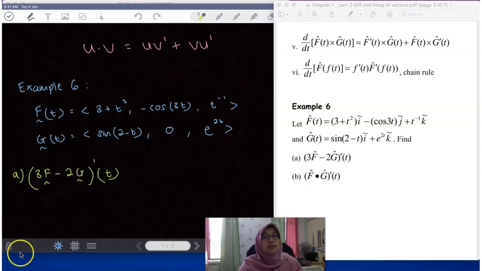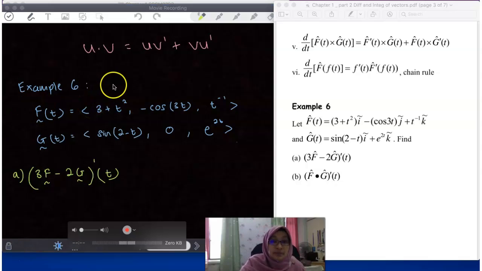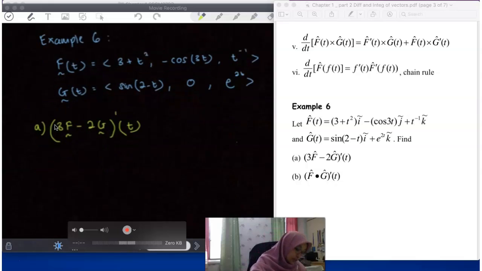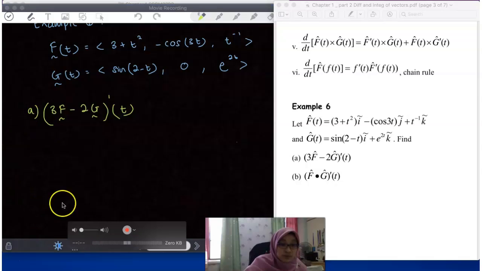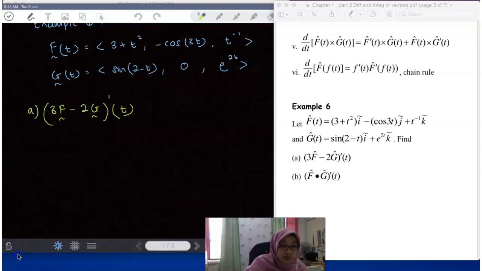Okay, so in example 6, they give you two vector functions as stated here. We rewrite them into component form. So the first one, you have to find the derivative of 3f minus 2g. The 3 and 2 are constants, meaning that you have to multiply the 3 and the 2 with the vector functions f and g.